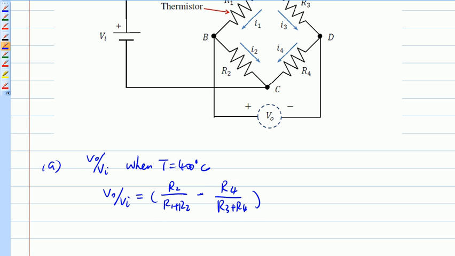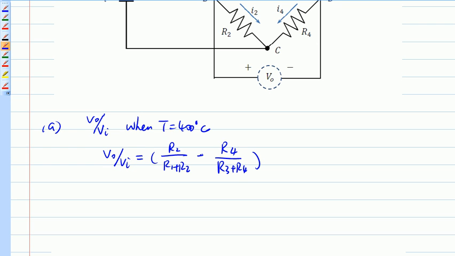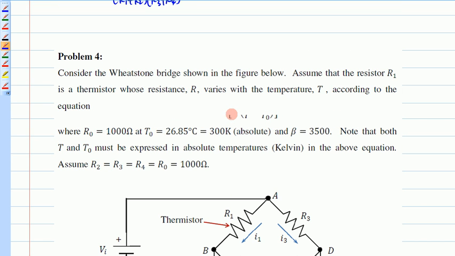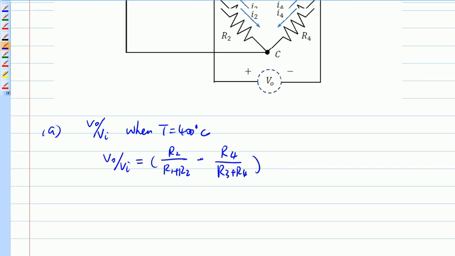Look at this. Right now R3, R4, and R2 are fixed resistors, so the only changing variable is R1. And how does R1 change? It changes according to this function here. So you can replace R1 with that function and replace R2 to R4 with a nominal value R0, your fixed value. Then you can calculate VO based on that, with the current temperature of 400.